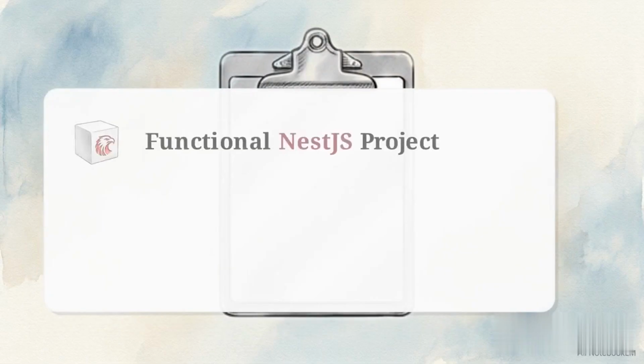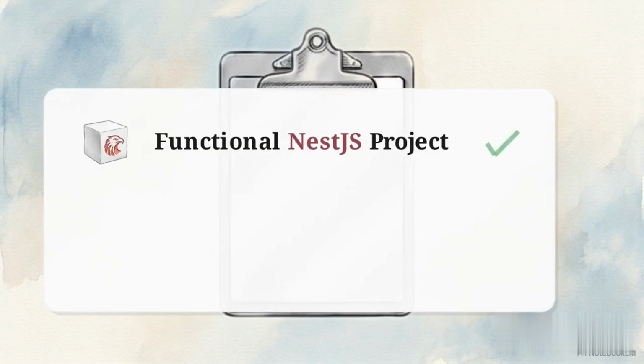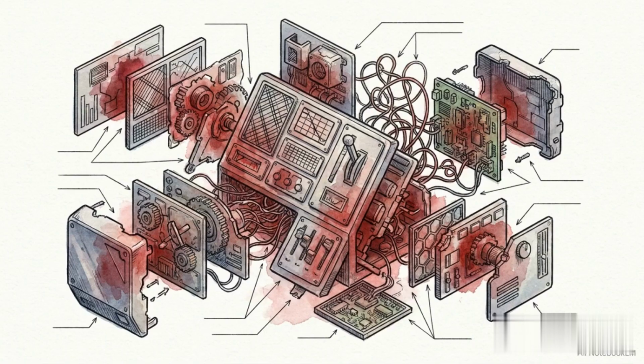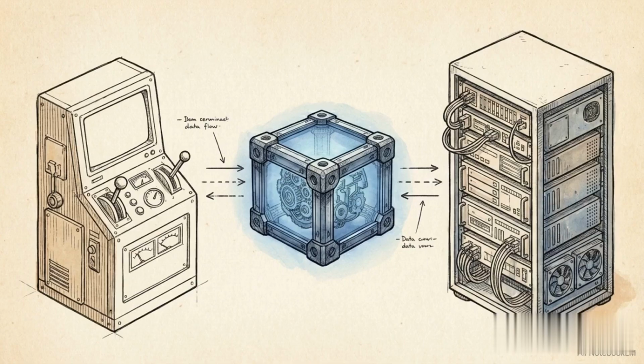Before we write any configuration files, you need two things ready to go: an existing functional NestJS project and Docker Desktop installed and running on your machine. Moving your code into a container removes the unpredictable variables of your personal laptop. You get a guaranteed, reproducible environment that behaves exactly the same way here as it will on a production server.